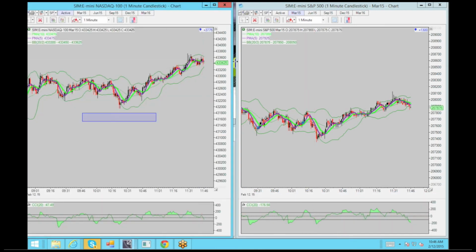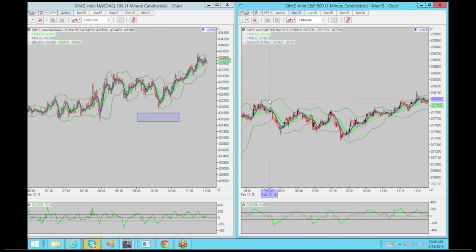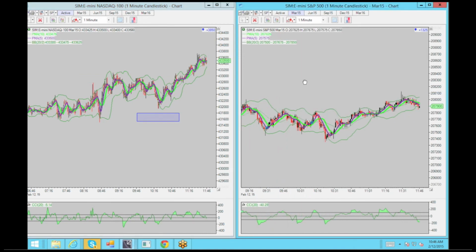NASDAQ still holding in strong here. As long as this level holds on the NASDAQ, we should be fine. This old high of the day, where with this one here, we're below it right now. So you think that's going to go up any higher, or is it going to stay right around there?